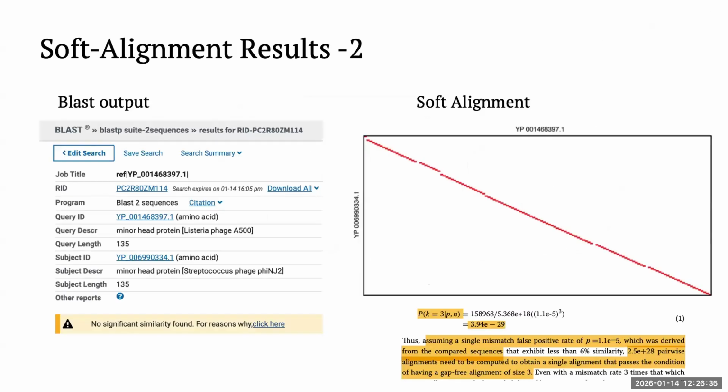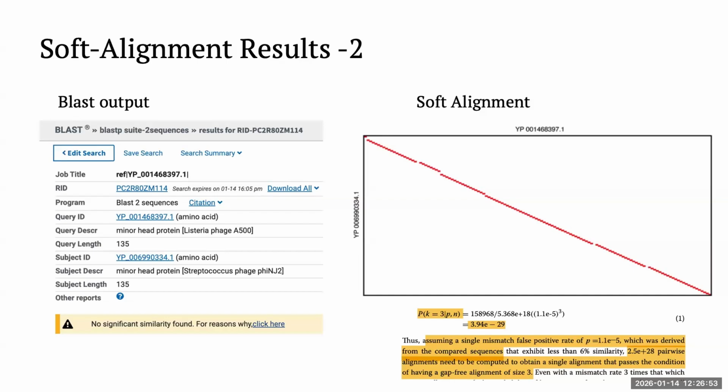So this is an actual example. We have two sequences, and we BLAST them, or we try to align them against each other. BLAST says no significant similarity found. I'm pretty sure that all of you are familiar with this screen. And what we're seeing here is the alignment using soft alignment.